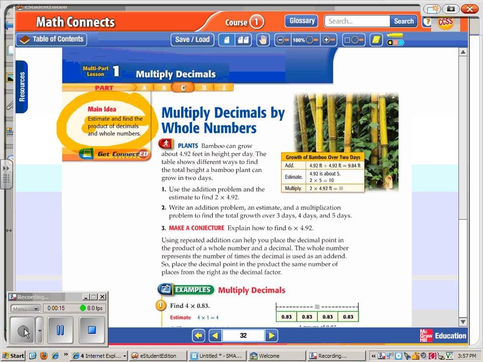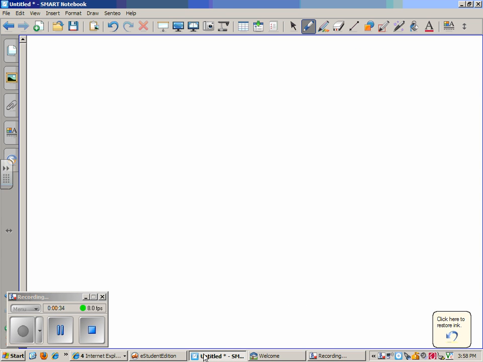Estimating and finding the product of decimals and a whole number. So taking a decimal and multiplying it by a whole number and coming up with a product, and then being able to look at that and say, by using estimation, if that is a reasonable answer, and if you feel confident that I did the right job. Let's take a peek at some practice problems and talk about estimation.